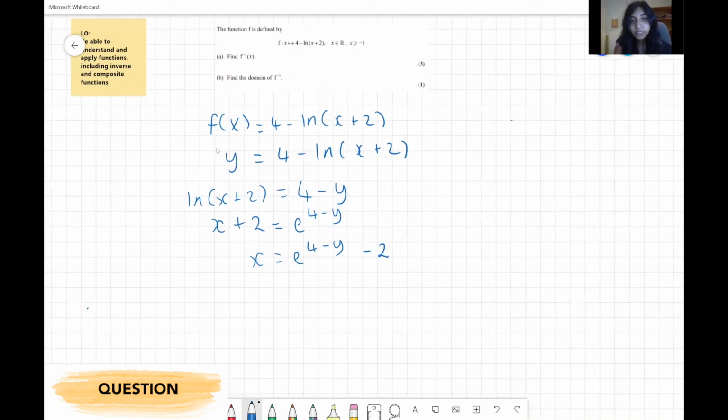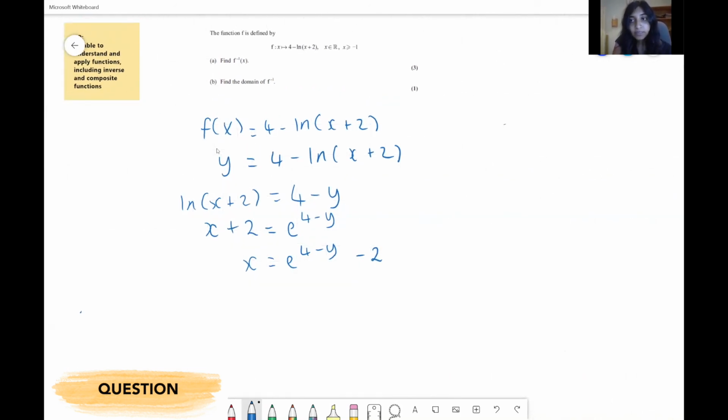And then you rewrite x as the inverse of f(x), and substitute y with x, so it would be e to the power of 4 minus x, minus 2. So that is how you write the inverse of f(x). So yeah, if you've forgotten how to do this manipulation with ln and e, then just go back to that video and make sure you've fully understood that.